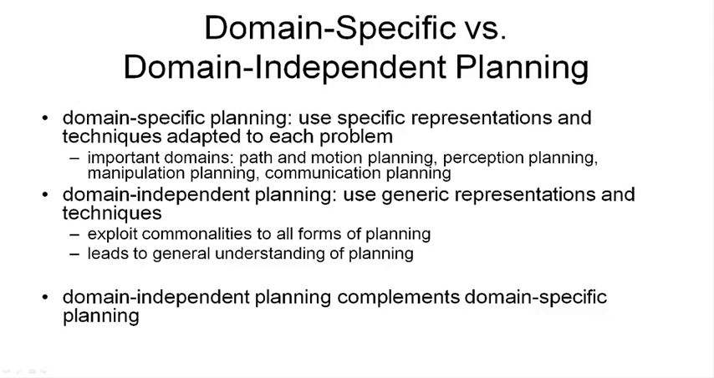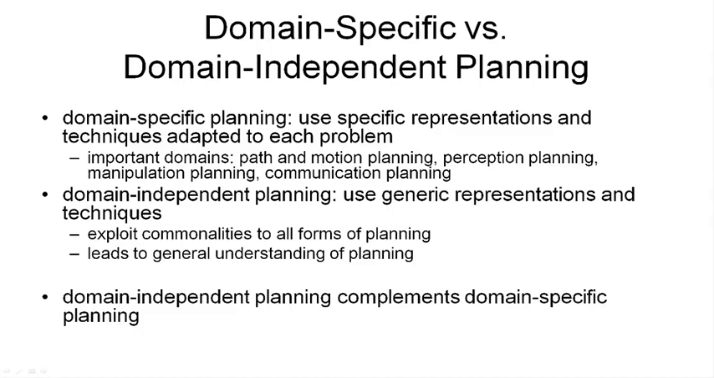There are really two different types of planning: domain-specific and domain-independent planning. In domain-specific planning, we use specific representations and techniques that are adapted to each problem we are trying to solve. There are a number of important examples for this type of planning. For example, path and motion planning. If we are trying to navigate a robot through a two-dimensional or three-dimensional space, we need to come up with a path through that space that gets the robot from one location to another. And to do so, a number of algorithms have been developed to make sure that the robot doesn't bump into other objects or will fit through narrow passages. All these algorithms are highly specific and very efficient.